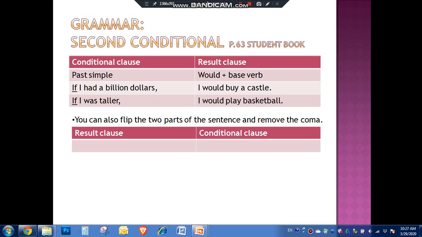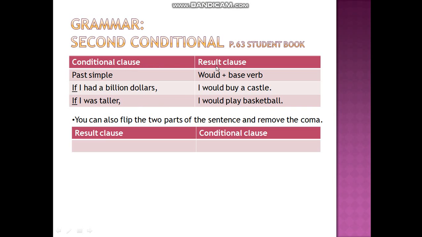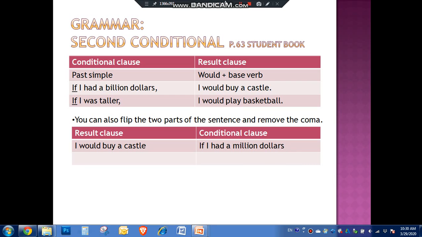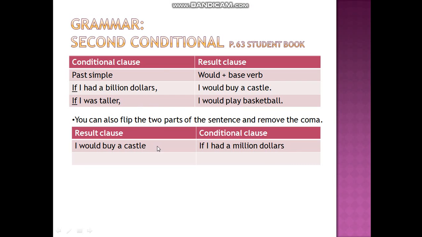We'll continue now. We said that we can flip the clauses. So the result clause becomes first, the conditional clause becomes second, and we remove the comma. You have to remember that we always remove the comma if the result clause is first. So if the result clause is first, it would be would plus base verb: I would buy a castle, and the if plus past simple is second, if I had $1 million. I would buy a castle if I had $1 million.